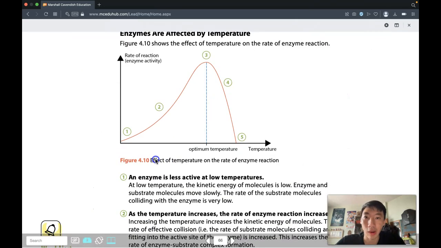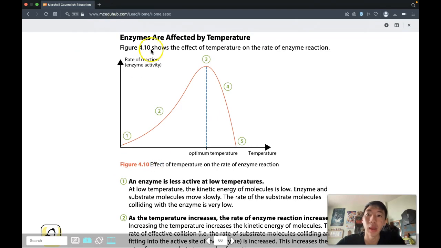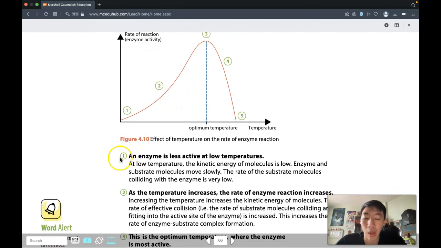Here we have a graph of the rate of enzyme activity or rate of reaction over a certain temperature. On the left hand side, it'll be 0 degrees, and on the right hand side, it'll be, let's say, 100 degrees. And some point will be the optimum temperature. So let's go starting from the first step from the left. For how enzymes are affected by temperature, usually I will go from the left all the way to the right. So part 1.